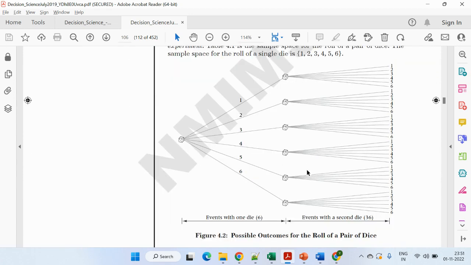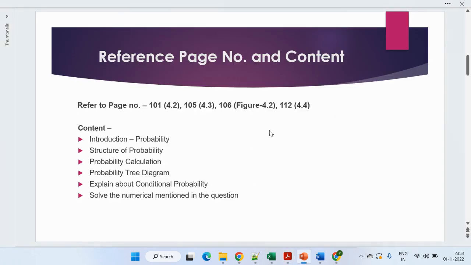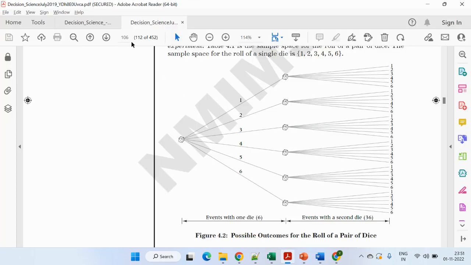Then on 106, there is a figure. This is actually the probability tree diagram, right? If you see it, it's basically events with one die and events with two dice, right? So let's understand this diagram, or maybe we can just see the complete content first and discuss this part after. Going to page number 112.